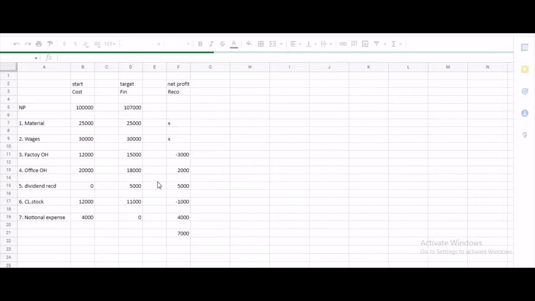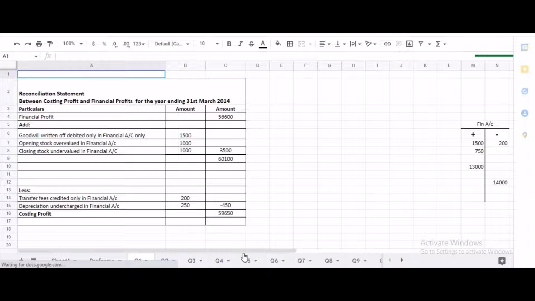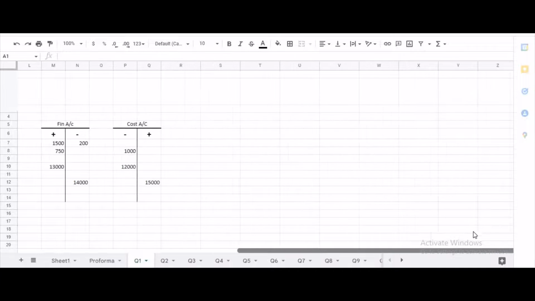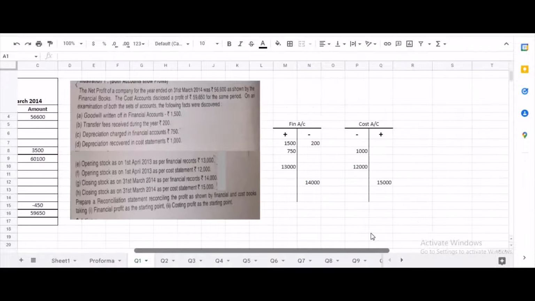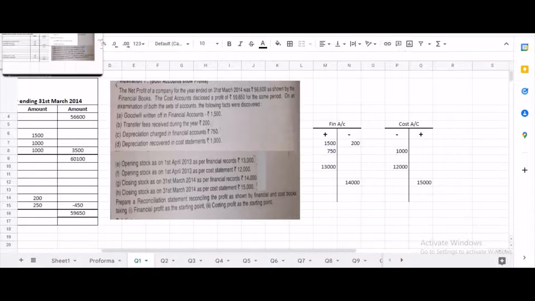Yes. So here comes question number 1. Question number 1 is the simplest in this chapter. Let's read the question first, and accordingly we can do the answer. I'll help you out using the T format. This is the financial account and cost account.